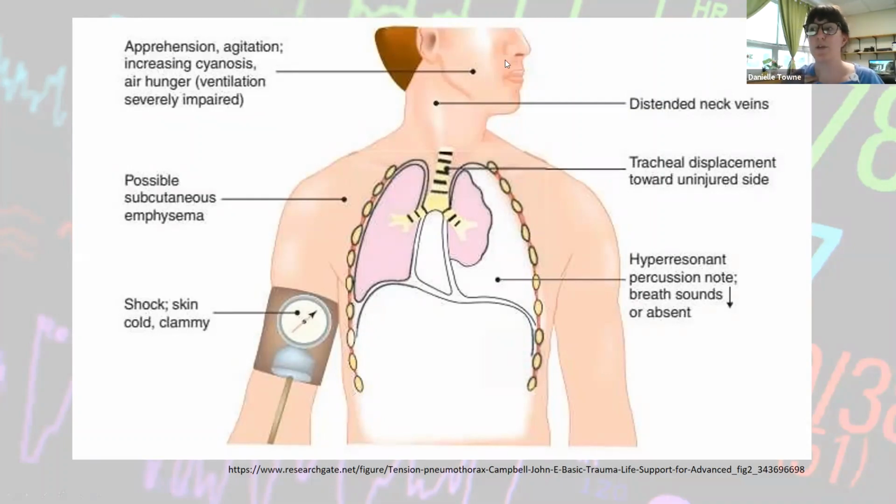You might see some sub-Q emphysema. So you might have the sub-Q air where you can actually feel, and it feels like Rice Krispies. You can almost feel a crackle. You may have that, but you may not. So don't think, oh, my patient doesn't have that, so they couldn't have a tension pneumo. Signs of shock, such as the cold skin and clammy, they could, but sometimes if it's a really sudden tension pneumo, like say after a trauma, they may not have had time to necessarily develop that full clamminess. So don't go off of just that either. Breath sounds being absent or decreased.